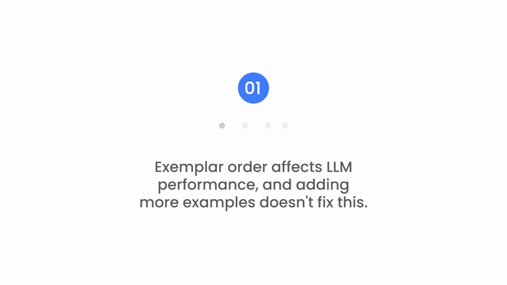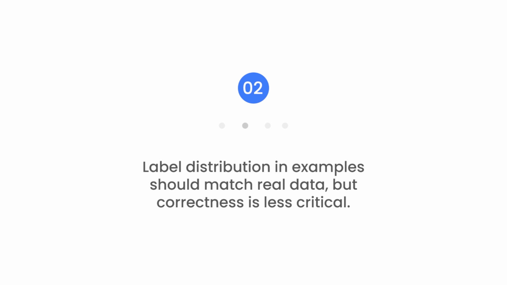Exemplar ordering is important, and permuting few shot examples can drastically change LLM performance. Including more few shot examples does not solve this problem. The distribution of labels in the few shot examples matters and should match the actual distribution of data in the wild. Surprisingly, the correctness of labels is not as important.